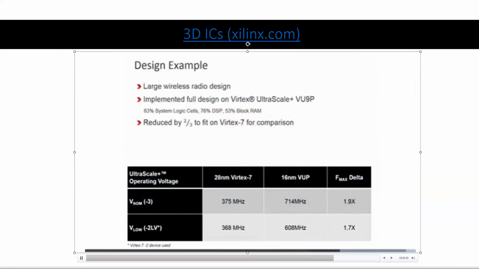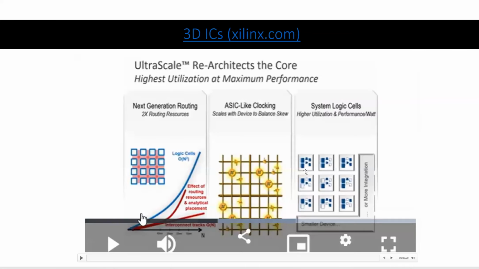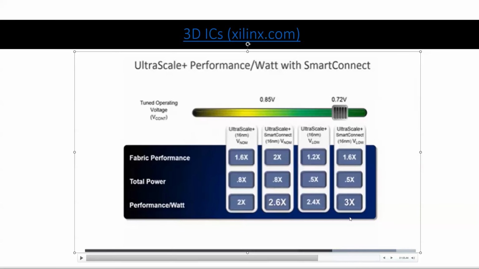And just to give a practical example, let's take a look at this large wireless radio design that we implemented with Smart Connect technology on a Vertex. So the key message is obvious, right? The key takeaway is this: once you use the Smart Connect, the performance per watt boost is really significant, the best they can achieve.